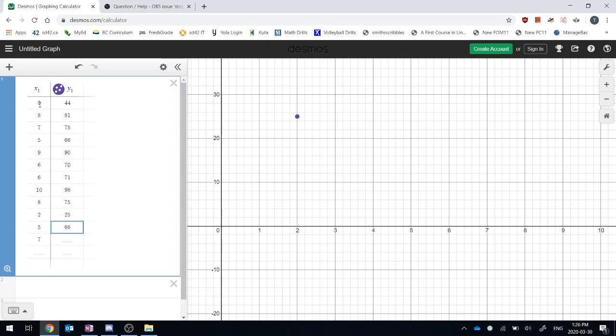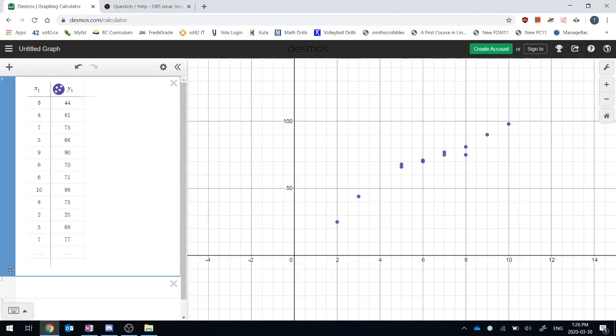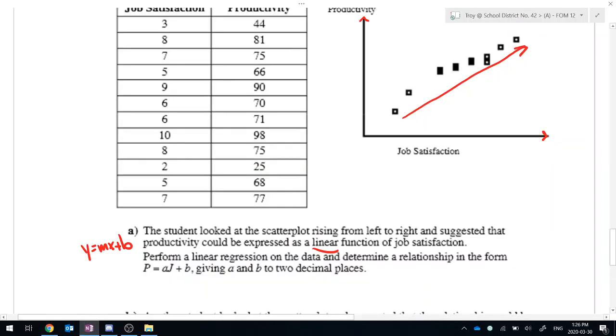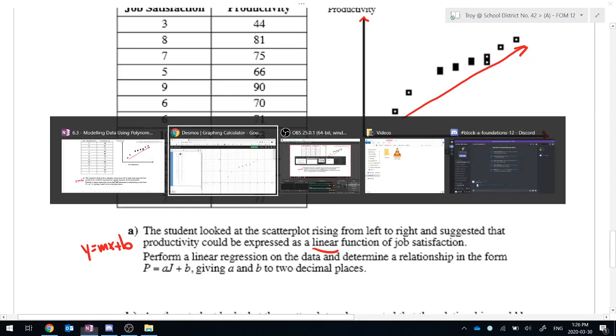68 and 77. All right, and again, I'm going to hit the little zoom function over here so I can see the data properly. Okay, so we have our data plotted there, and as to be expected, that's very similar to the graph that was provided to us in the question.